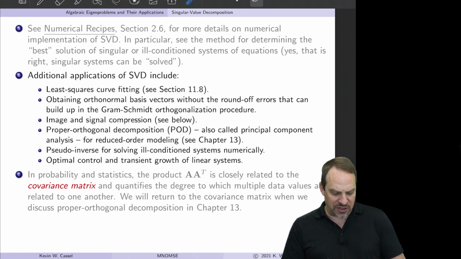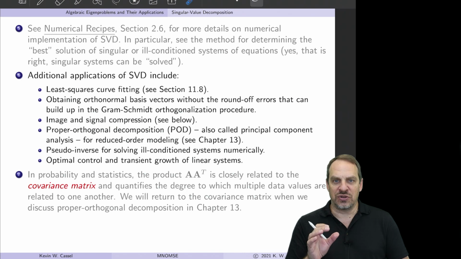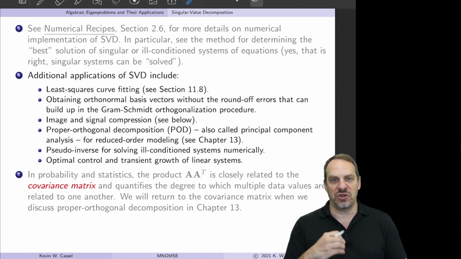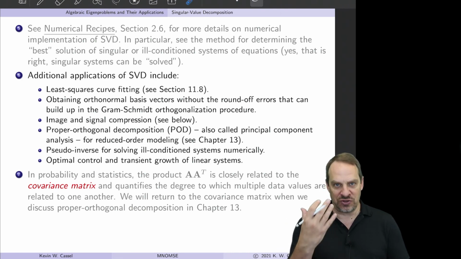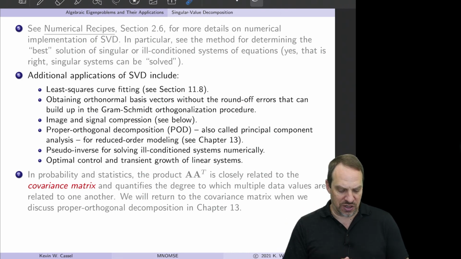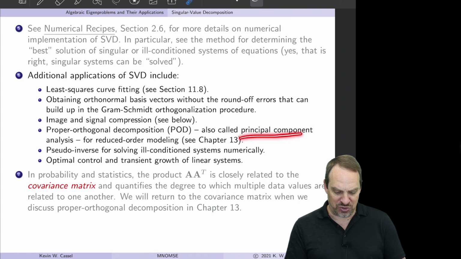I'm going to look at an example in the next video of image compression. Image and signal compression are very important applications where SVD can be used for compressing the amount of data that's required to reconstruct an image or reconstruct a signal. We'll talk about that in the next video. I keep mentioning POD. It also goes by the name principal component analysis as well.